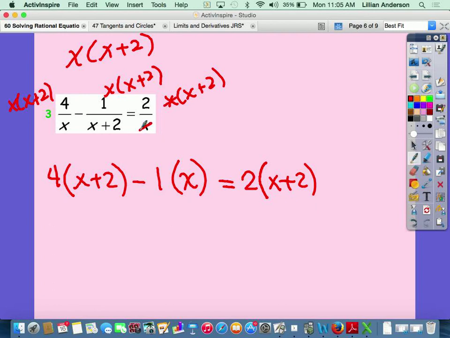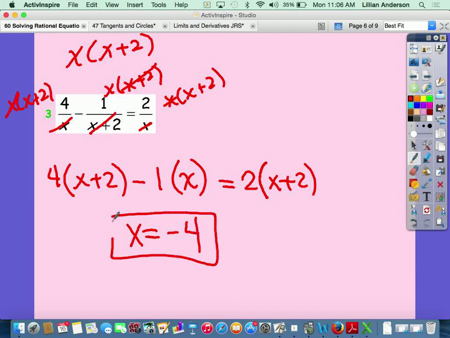But these x's cancel out, like these x plus 2's cancel out, and that x cancels out. So when you solve it, x equals what? Negative 4. You should have gotten negative 4 when you worked it out. And when you plugged it in, it works out when you check it.